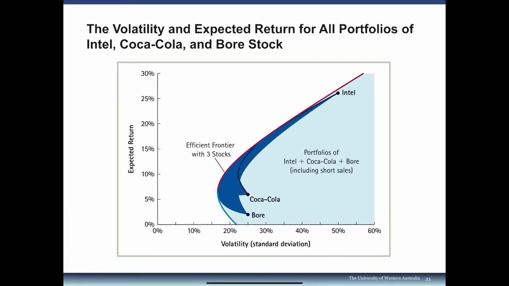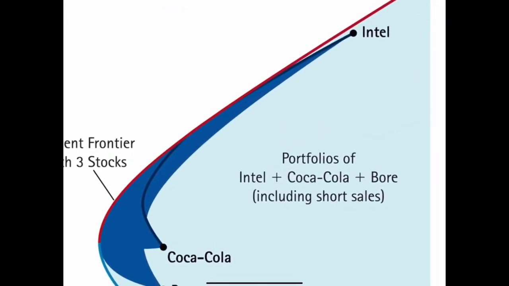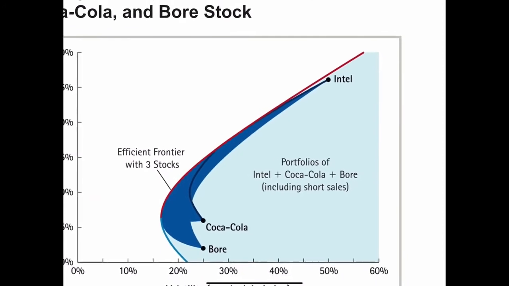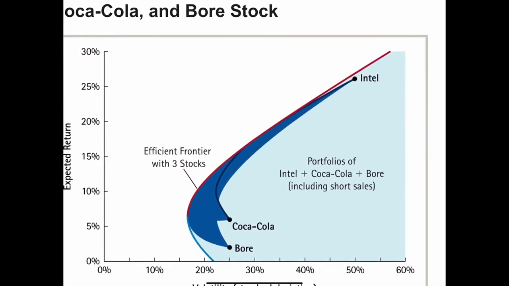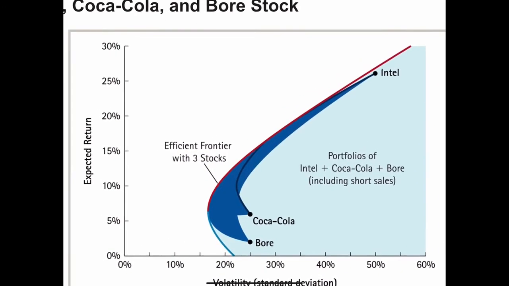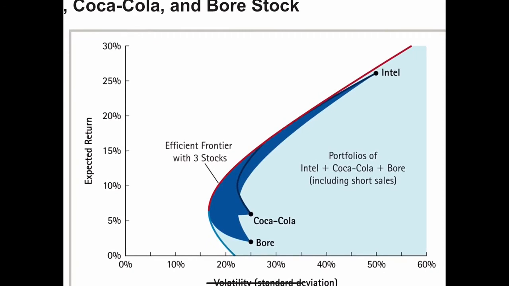So let's introduce a third stock called Ball stock, just another company. Given the two stocks that we had before, Intel and Coca-Cola, with an arbitrary correlation, we produce this frontier over here. But now we're going to give you a third company, called Ball. In terms of return, it's lower than Coca-Cola. In terms of volatility, it's roughly the same as Coca-Cola.